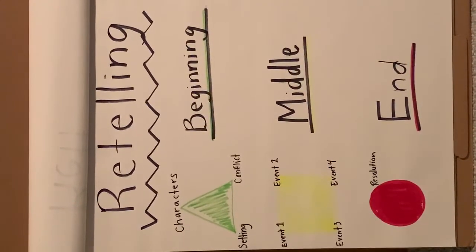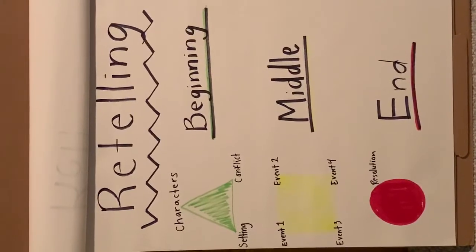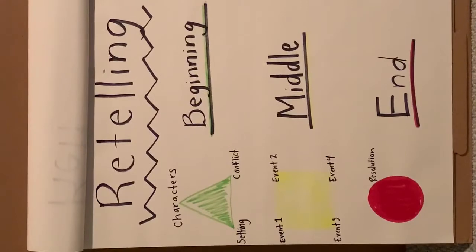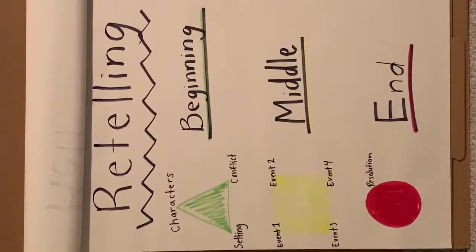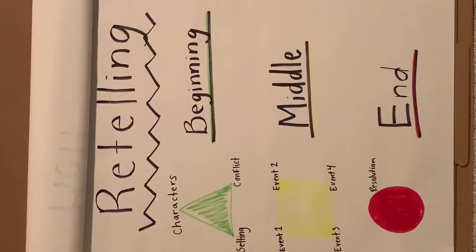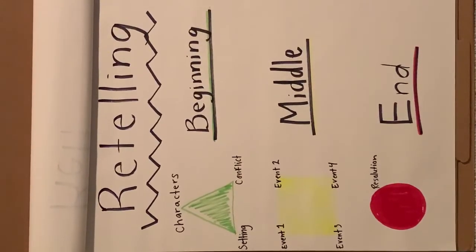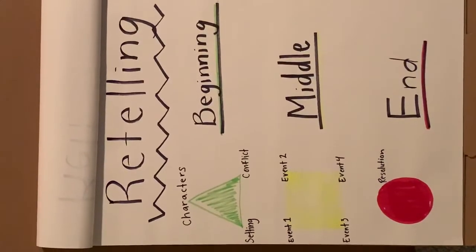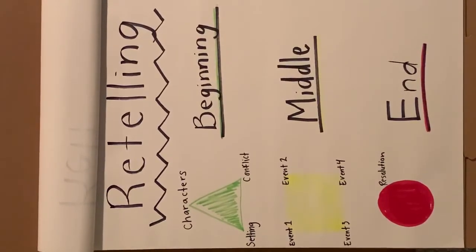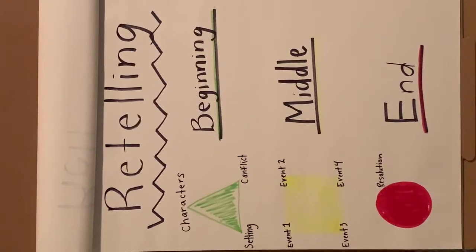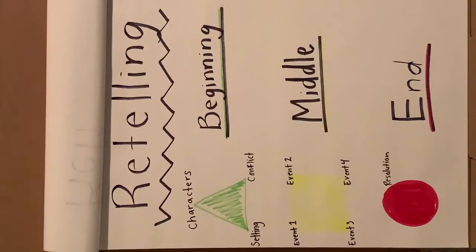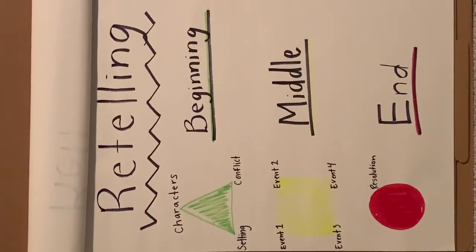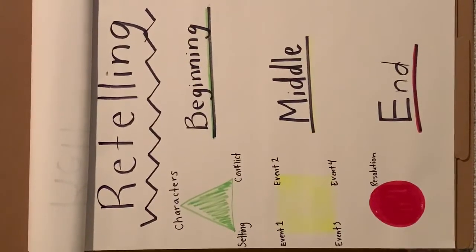If you look at that green triangle on our chart, in the beginning of the story, it's important to talk about the characters, the setting, when and where the story took place, and the conflict, if there was a problem that happened in the beginning of the story. Then you will move on to retell the middle of the story, and that is when you list important events that took place during the story. Then finally, you will retell the end of the story. If you look at that red circle, you will talk about the resolution. So how the conflict was solved.